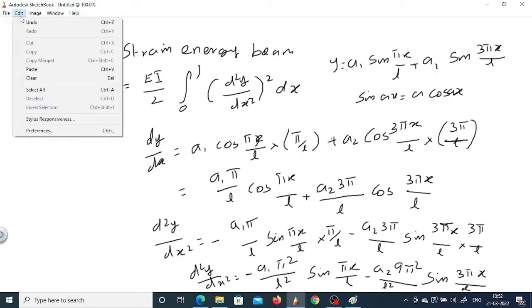Now I can move to the second page. For that reason, I clear the board. In the previous step I identified d square y by dx square, so I can substitute the term into the strain energy U formula. So U is equal to EI by 2, the integral from 0 to L of d square y by dx square whole square into dx, which is the strain energy formula.